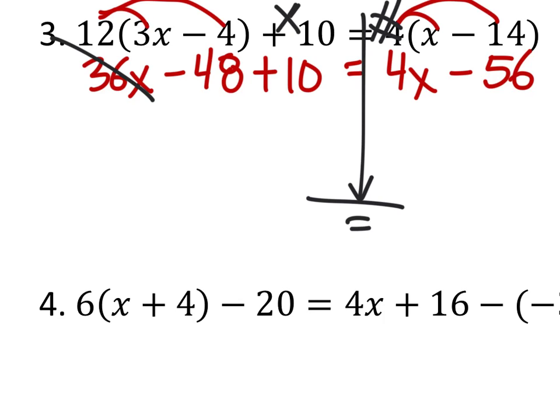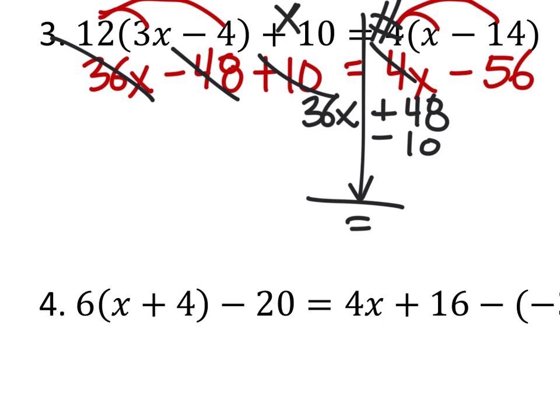So the 36x is going to stay positive 36x. Negative 48 will switch to a positive 48. Positive 10 will switch to a negative 10. 4x will switch to a negative 4x. And negative 56 will stay as negative 56, all right?